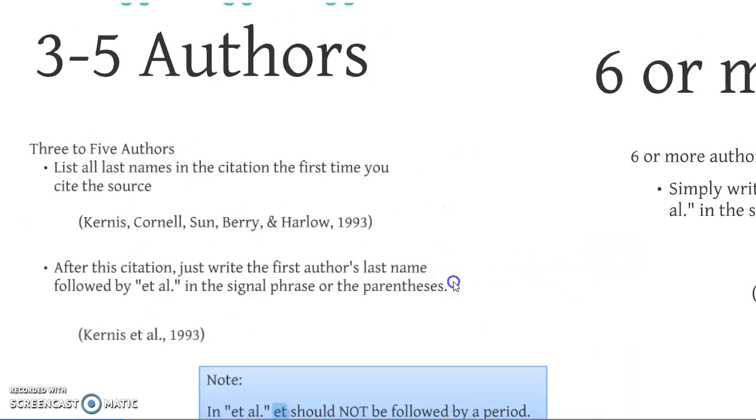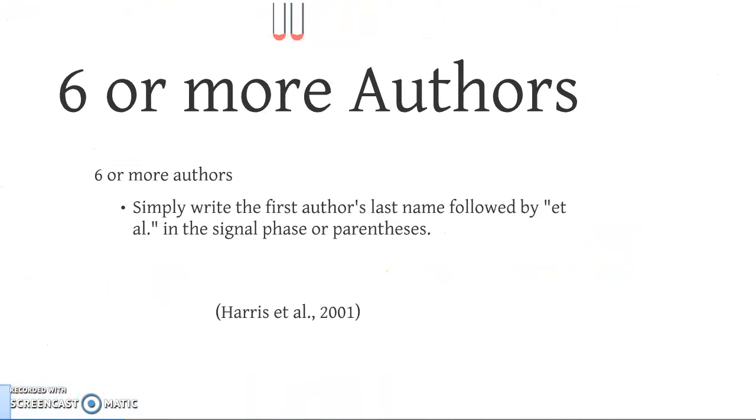Now for 6 or more authors, every single time, you simply put the first author followed by the phrase et al. And again, we put the period after the al. So please make sure to pay attention to whether your article or resource has 1 to 2, 3 to 5, or 6 or more authors.